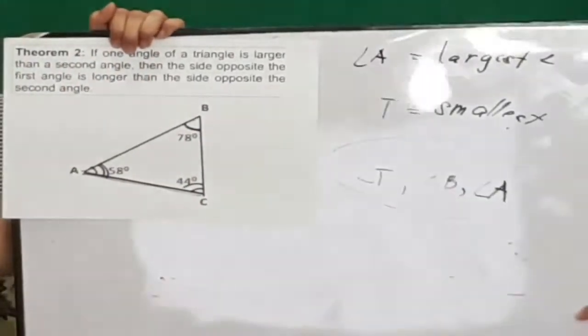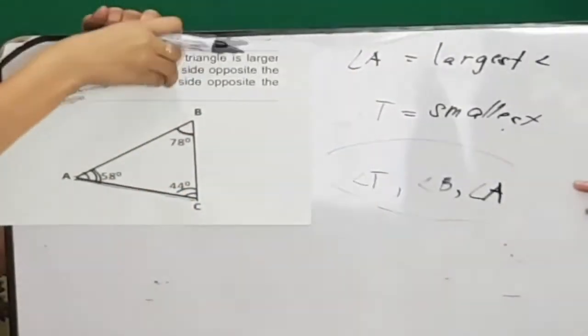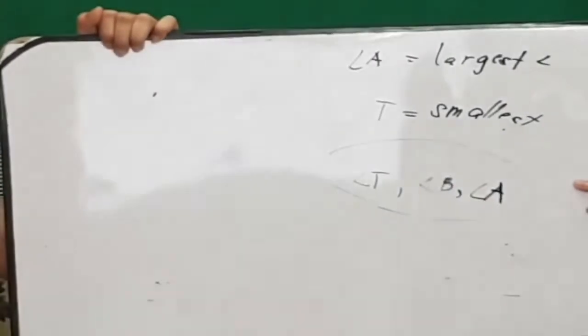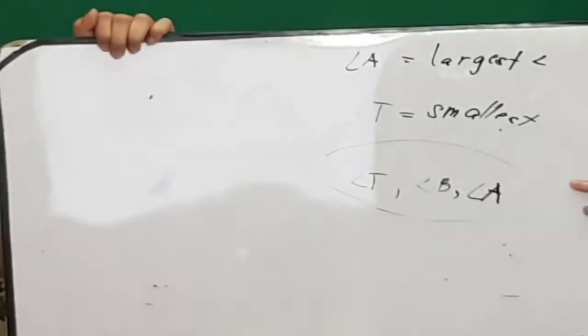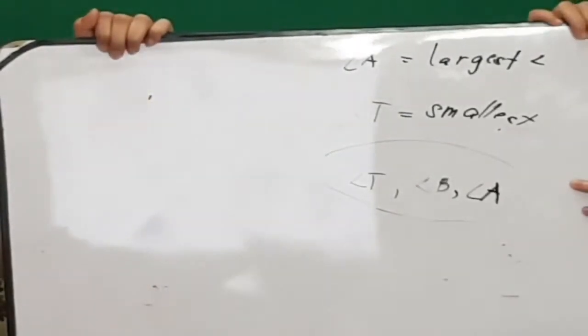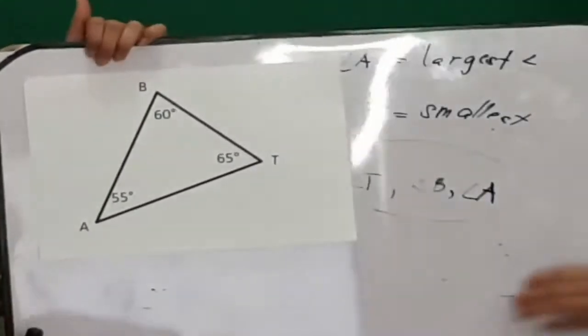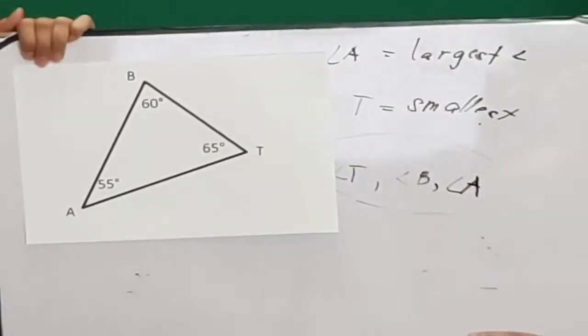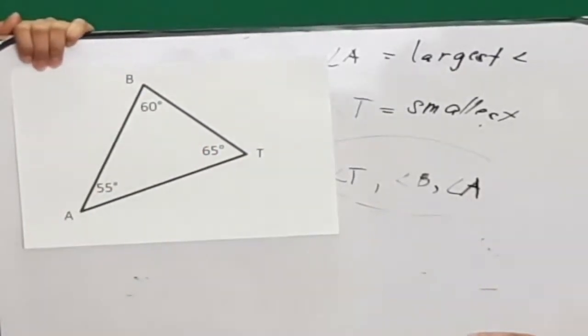So, we should base on the given, and of course, we apply the theorem when we encounter this kind of problem. Okay? So, now let us have an example applying Theorem 2 on triangle inequality. So, if we have this triangle, wait for a while. Okay, so this, triangle TAB. So, learners, what do you think is the longest side? Okay?